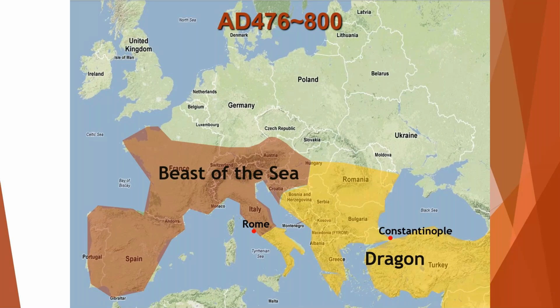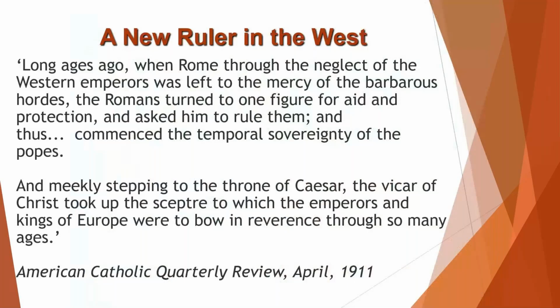So this is the way it's described. I think this is the American Catholic Quarterly Review: Long ages ago, when Rome, through neglect of the Western emperors, was left to the mercy of the barbarous hordes, the Romans turned to the one figure for aid and protection and asked him to rule them, and thus commenced the temporal sovereignty of the popes. And meekly stepping to the throne of Caesar, the vicar of Christ took up the scepter which the emperors and kings of Europe would have bow in reverence through so many centuries.